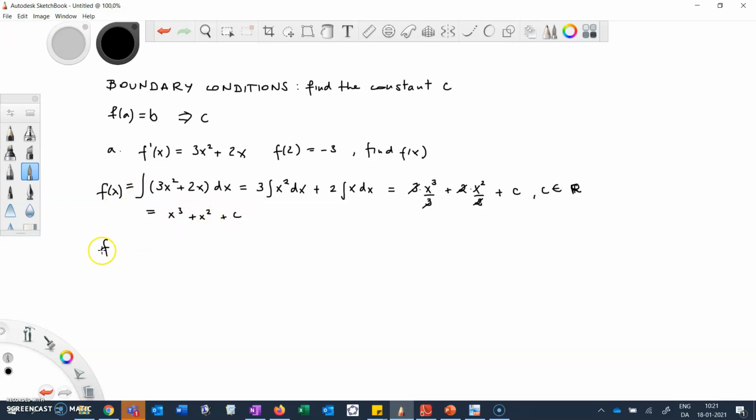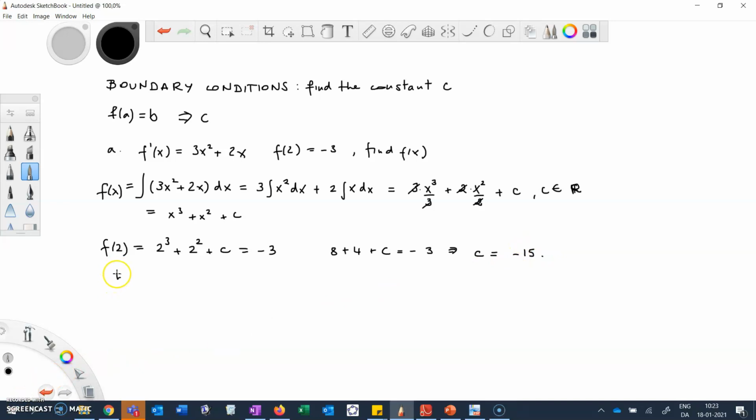So I know that f of 2 is equal to 2 to the power of 3 plus 2 to the power of 2 plus c, and this is equal to minus 3, which is given. Therefore, this means that I have the equation 8 plus 2 to the power of 2, which is 4, plus c, which is equal to minus 3. And therefore, I know that c is equal, after some arithmetic, to minus 15.